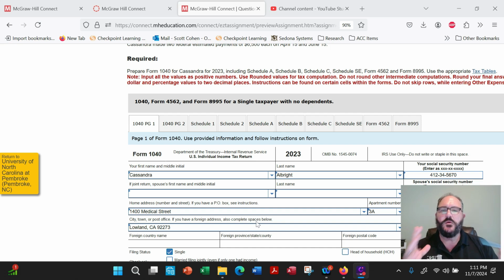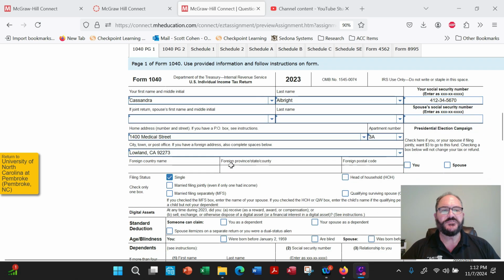All right, folks, now we're going to take a look at that first problem. Now we're going to actually take a look at the documents themselves. So we're going to start out here with the 1040. As you can see, this first part shouldn't be a big deal. This is filling out the name, Social Security number, address, and all that.